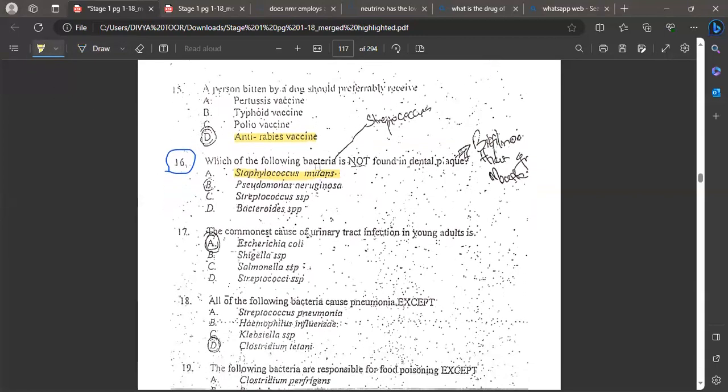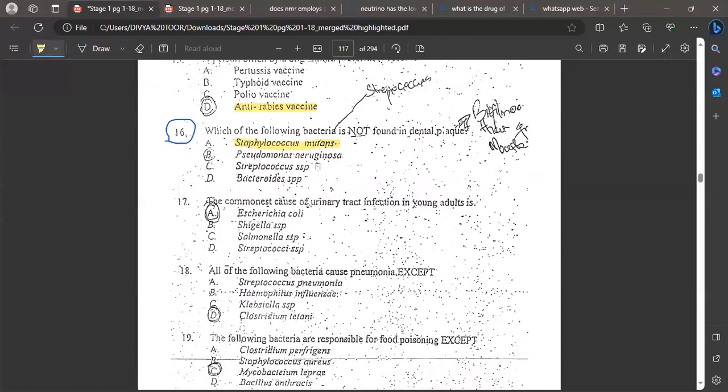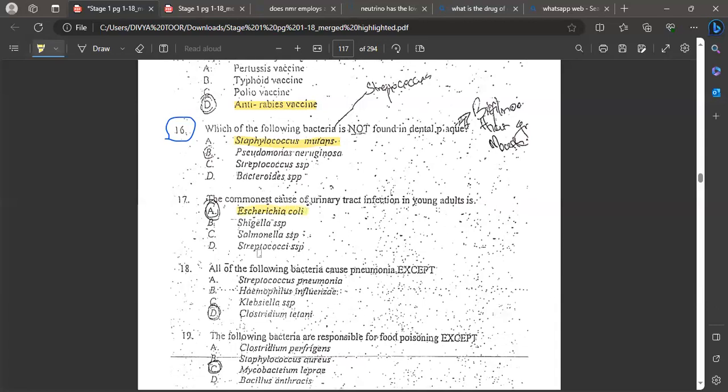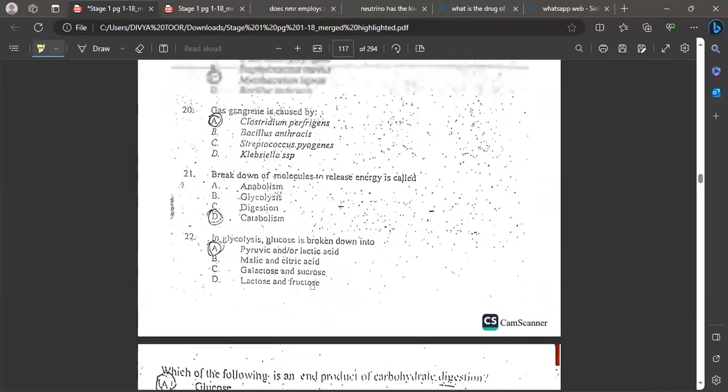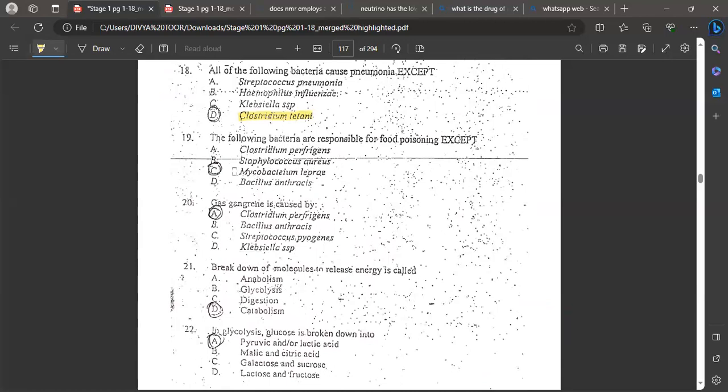All right. The commonest cause of UTI in young adults is E. coli, exactly. Okay, all the following bacteria cause pneumonia except Clostridium tetani. The following bacteria cause food poisoning except, yeah, that one. Gas gangrene is caused by, I think we all know this. Breakdown of molecules to release energy.